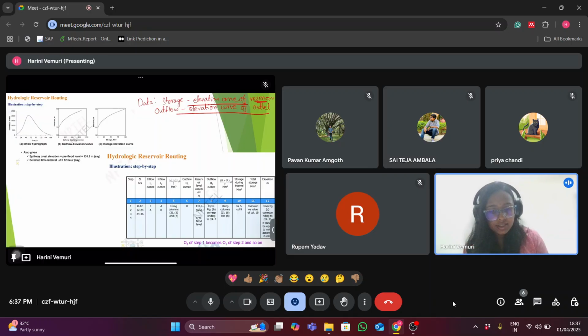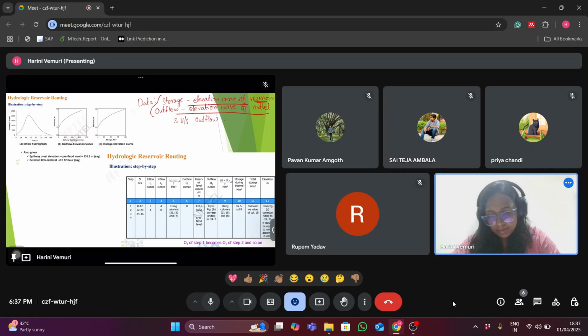Based on this data, a storage versus outflow curve can be developed, because these are the characteristic curves of the reservoir. We will get this data from CWC or any other source, and from that we will develop storage versus outflow. So if we know S1 amount of storage is in the reservoir, we can develop the curve and obtain the outflow from the reservoir from that curve.